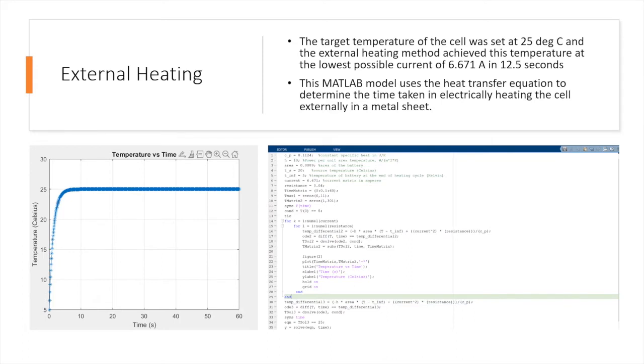As you can see on the left, there is the graph that shows the temperature of the battery versus the time, and the cell reaches its target temperature of 25 degrees Celsius in about 12.5 seconds with the lowest possible current of 6.671 amps. After building this model, we moved on to the 3D model, which was developed by other members of our team, and we had to process the experimental data gathered by them.